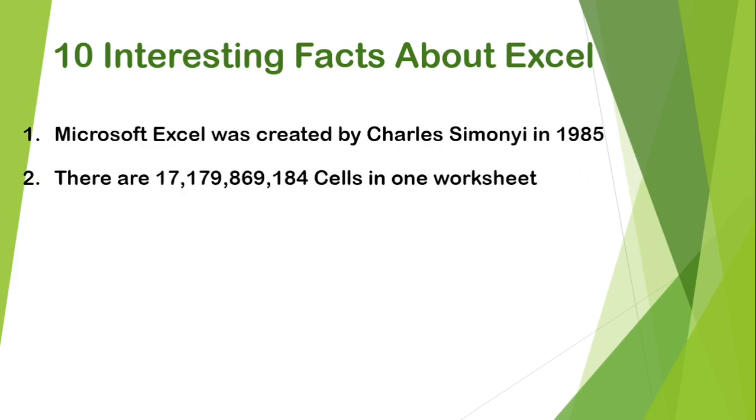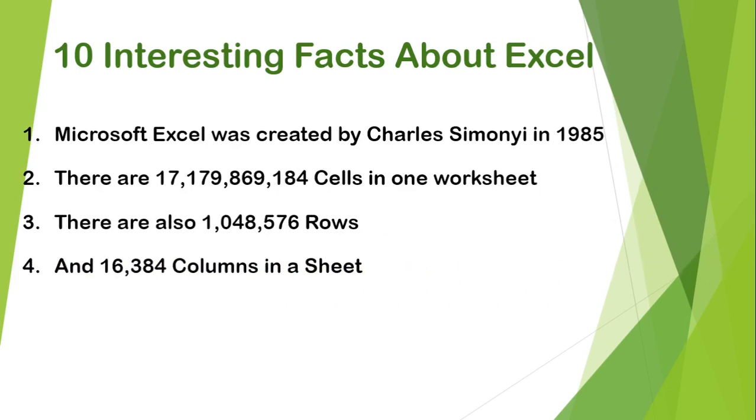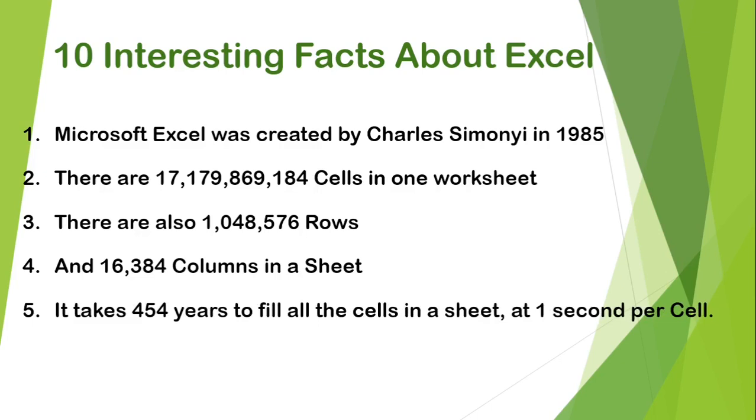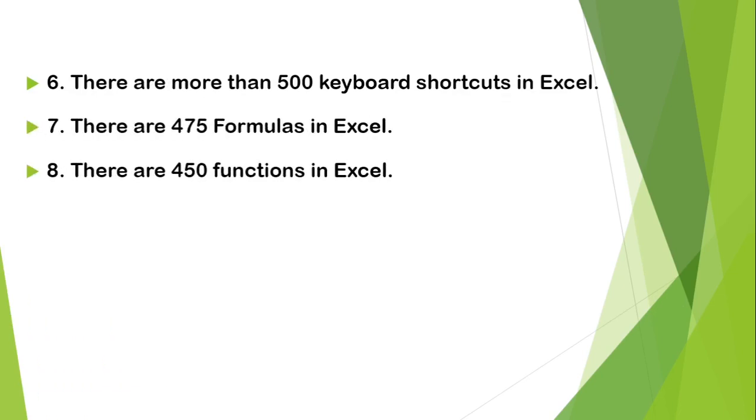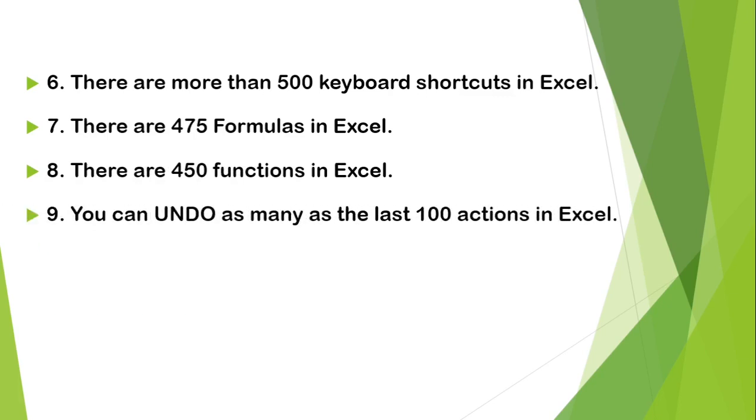There are over 17 billion cells, over a million rows, and 16,384 columns in one worksheet of Microsoft Excel. It will take 454 years to fill each cell at one cell per second. Now, there are over 500 keyboard shortcuts in Microsoft Excel, 475 formulas and 450 functions.